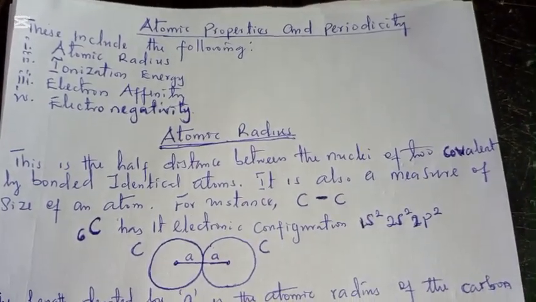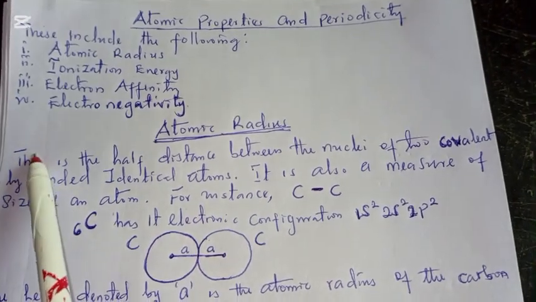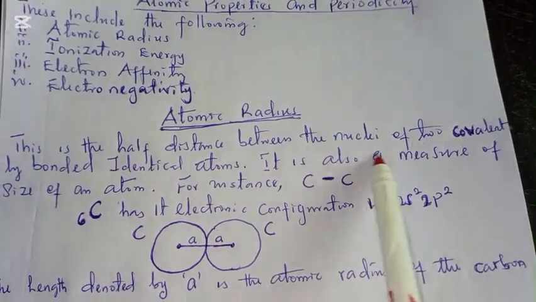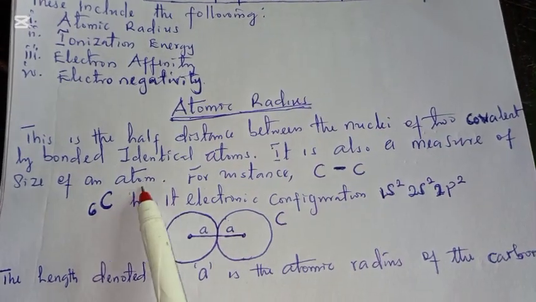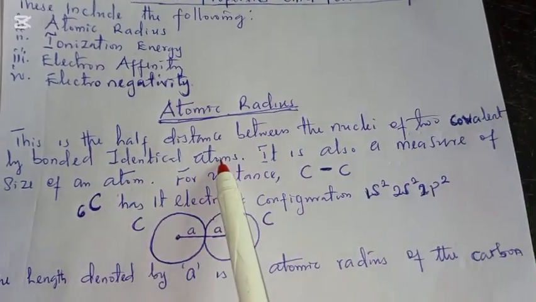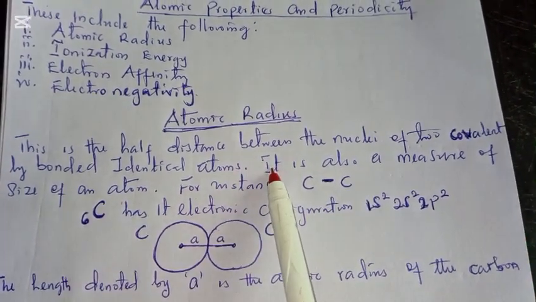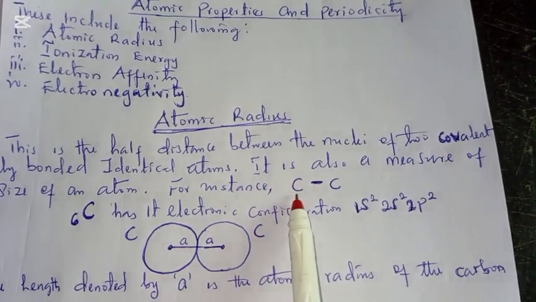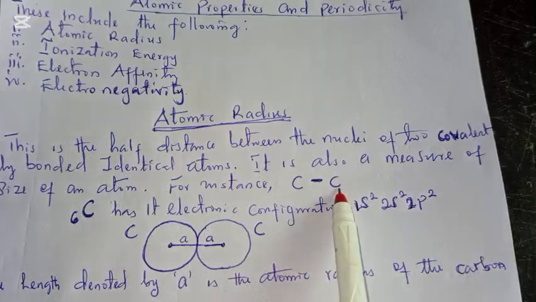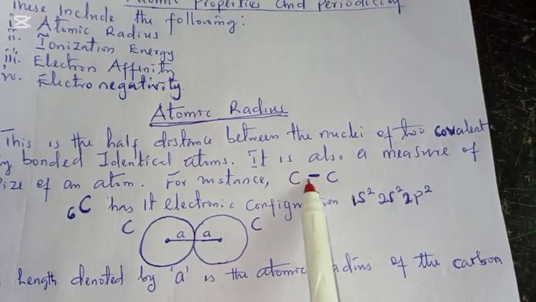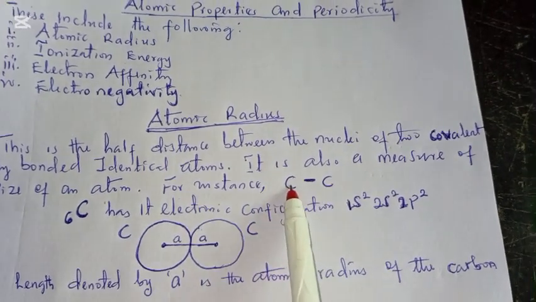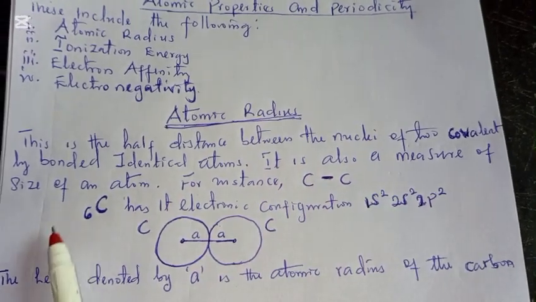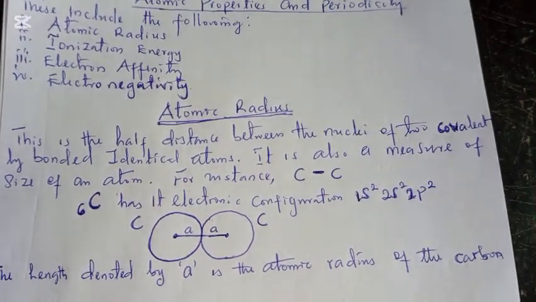What is the atomic radius? Atomic radius is the half distance between the nuclei of two covalently bonded identical atoms. For example, the distance between the nuclei of carbon-carbon bonded atoms, as you can see here. Or better still, we can say it is the measure of the size of an atom.